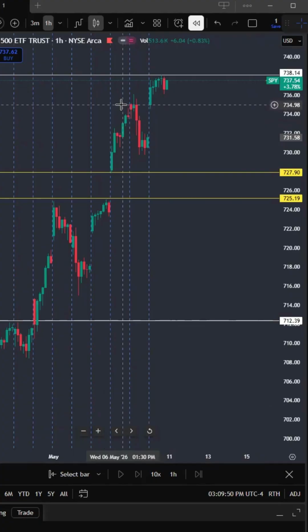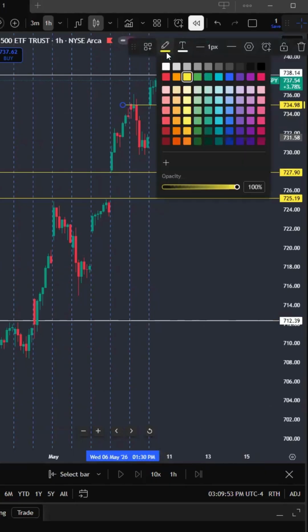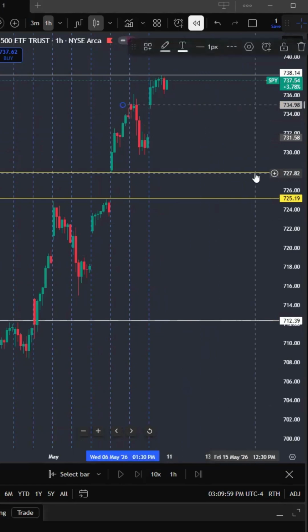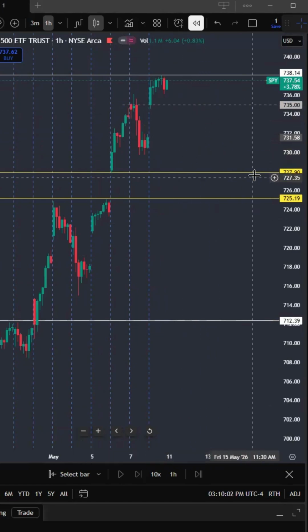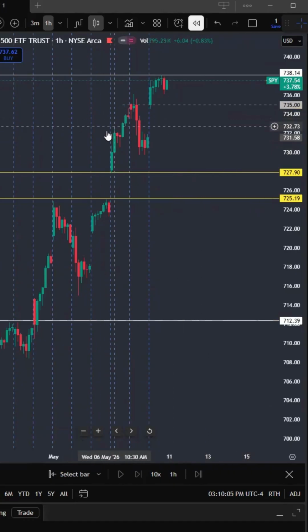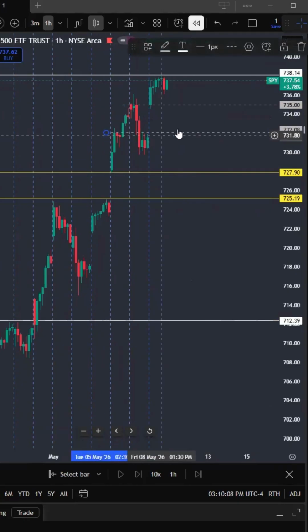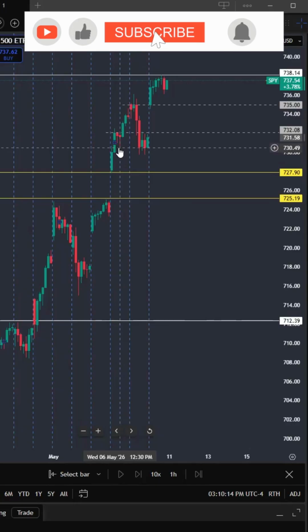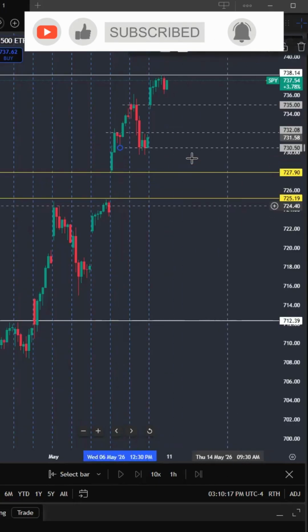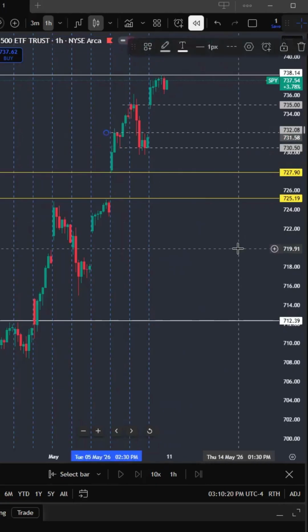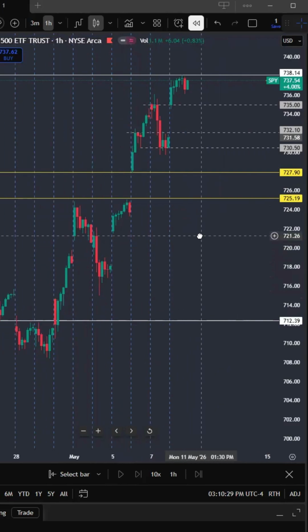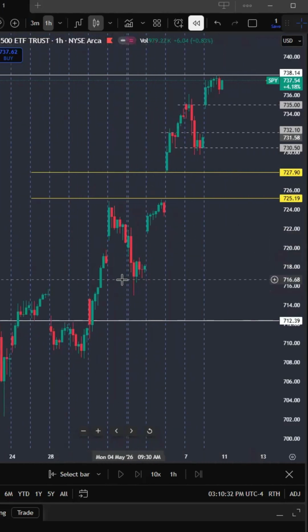The very first one I see from the top going down is right here. Not a major level, so I'll probably just do a dash line right about 735. Okay. Next one I see, 732. And then 730.50. 732.10 probably right there. All right. And then we will continue down looking for more levels.